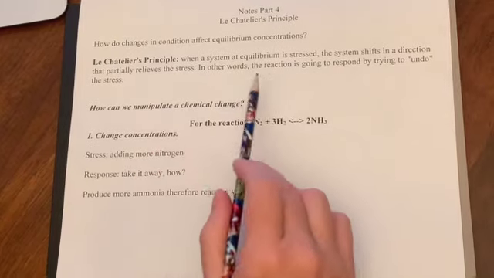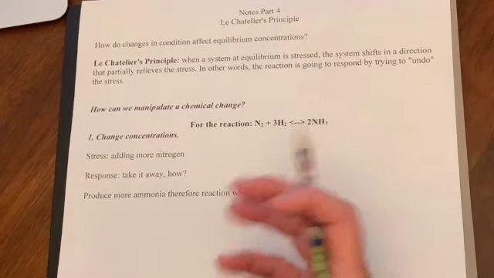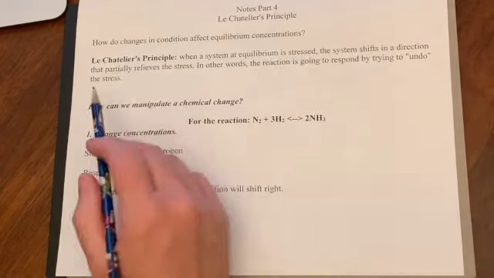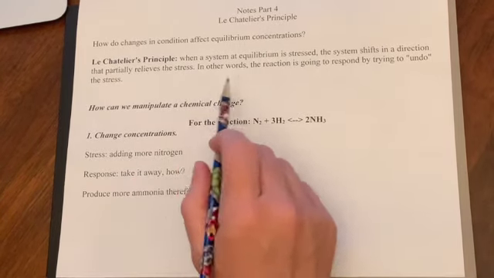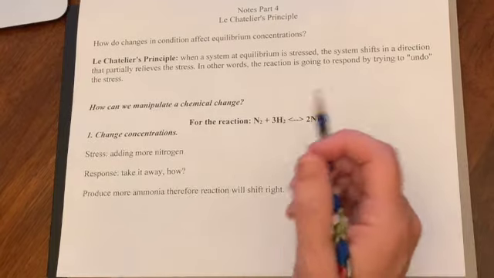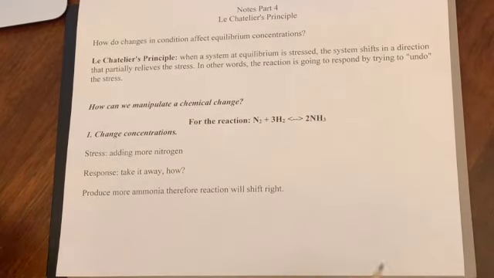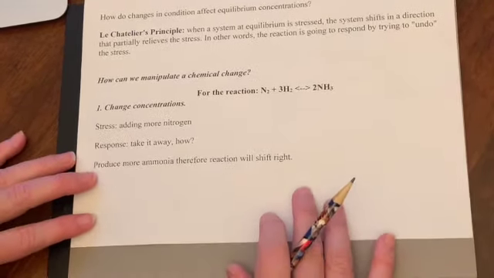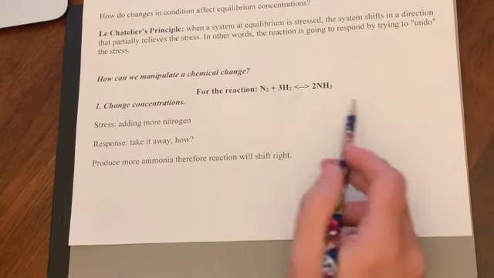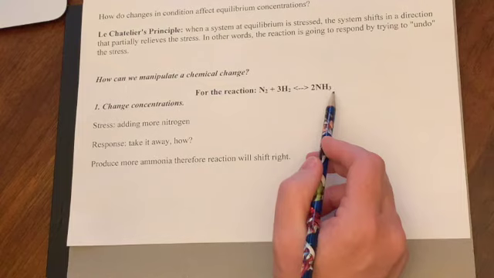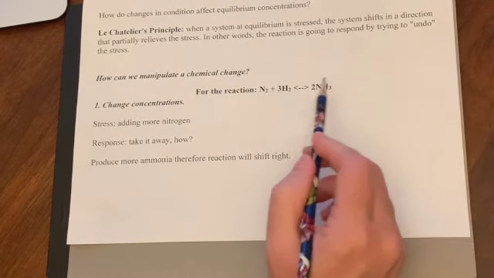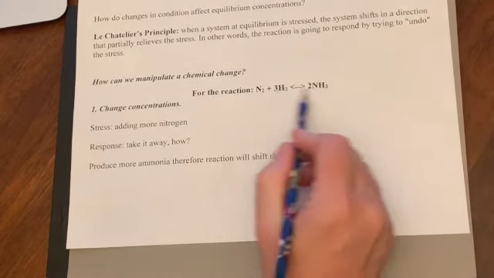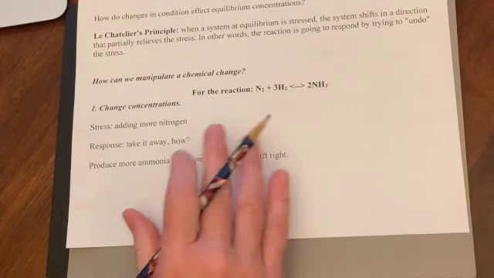So Le Chatelier's principle: when a system at equilibrium is stressed, and by stressed we mean we've changed something, the system, meaning the reaction itself, shifts in a direction that partially relieves the stress. In other words, the reaction is going to respond by trying to undo the stress. So let's go through and talk about the different types of stresses or changes that could be made to a reaction at equilibrium. The reaction we're going to look at today is the Haber process, and that is the synthesis of ammonia from atmospheric nitrogen, N2, and hydrogen gas. So here is our reaction. It is an equilibrium reaction, so you see the arrow going in both directions.